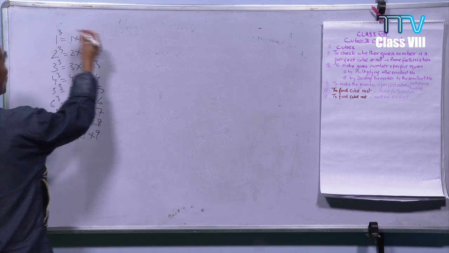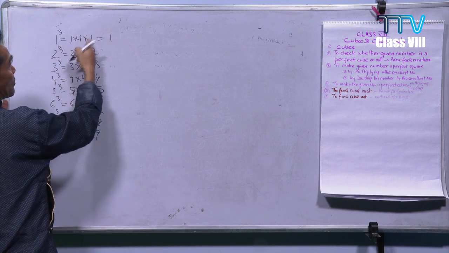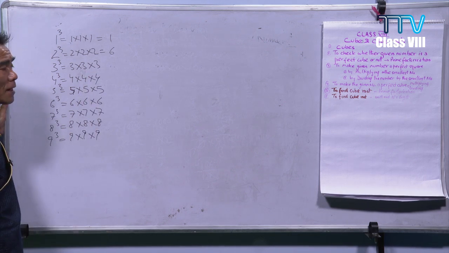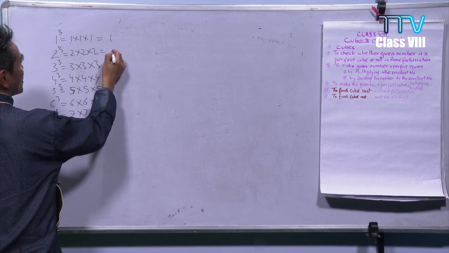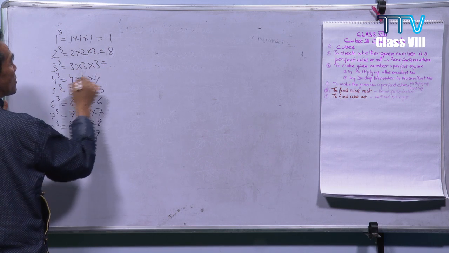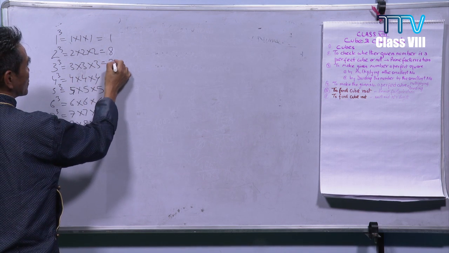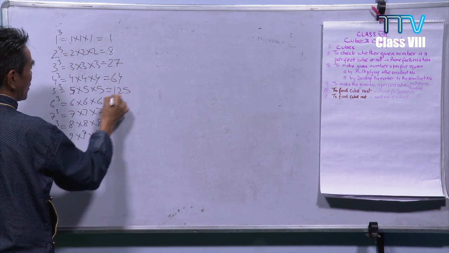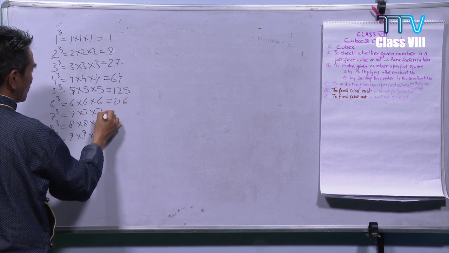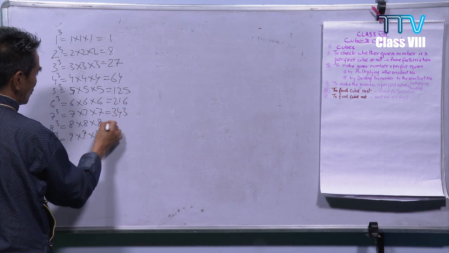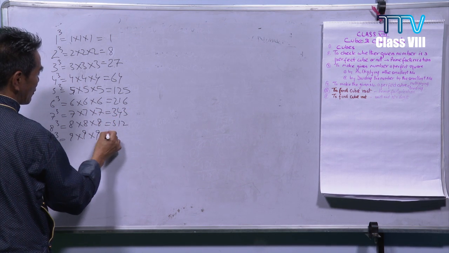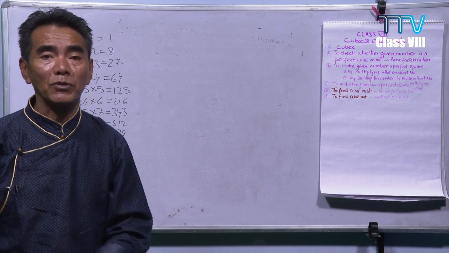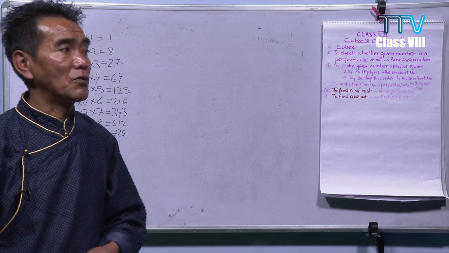So the cube of 1 is 1, that is 1 multiplied by 1 multiplied by 1. The cube of 2 is 8. The cube of 3, 3 multiplied by 3 multiplied by 3, is 27. The cube of 4 is 64. The cube of 5 is 125. The cube of 6 is 216. The cube of 7 is 343. The cube of 8 is 512. And the cube of 9 is 729. These are the perfect cubes of the first 9 natural numbers.